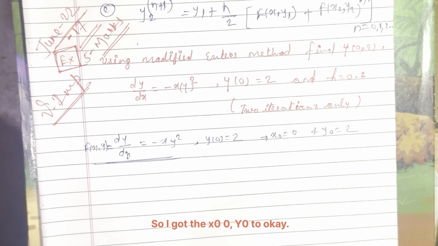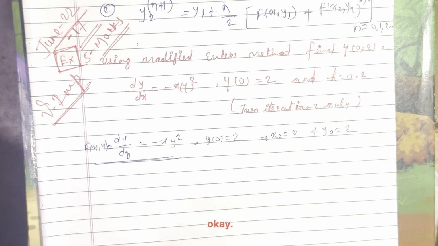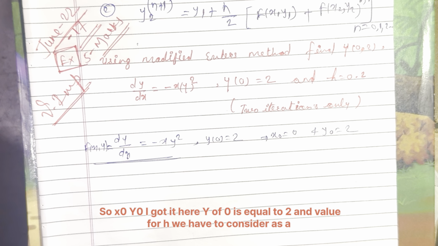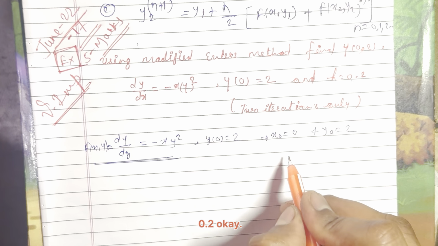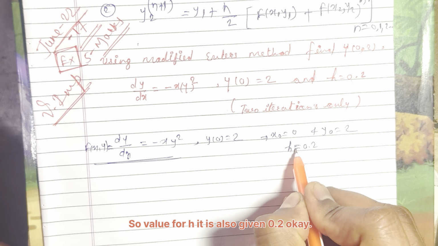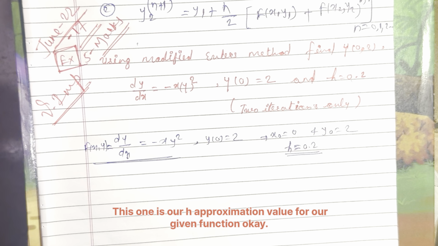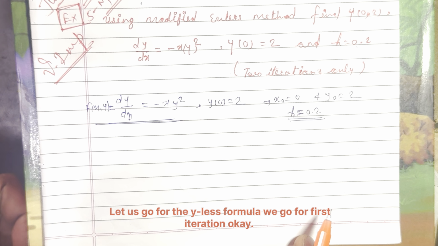For the value of x, we have to consider it from our given interval. So x naught, y naught I got here, y of 0 is equal to 2, and the value for h we have to consider as 0.2. This h is our step size for our given function. This is our entire given data, guys. Let's go for Euler's formula.